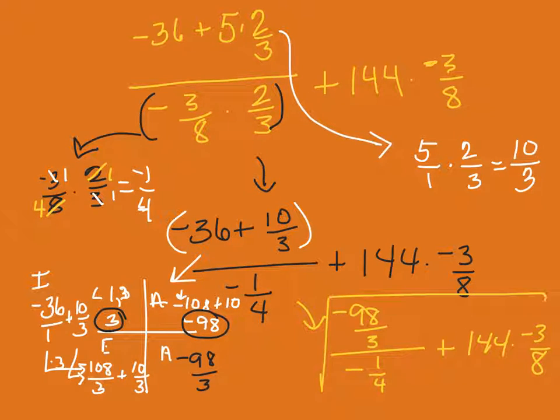And now, obviously, I need to take this on to the next page. And when I take it onto the next page, I'm actually going to rewrite my division so it's a little bit easier to look at. So it's going to be negative 98 thirds divided by negative 1/4 plus 144 times negative 3/8.